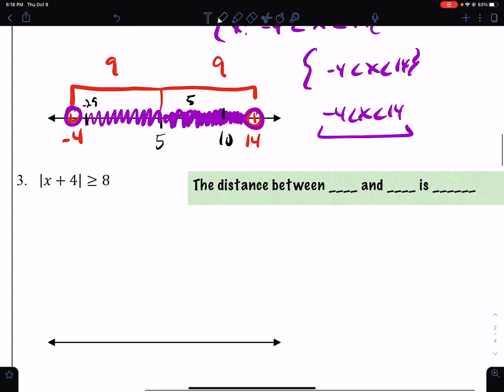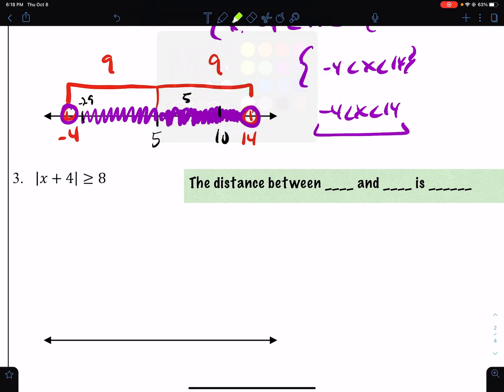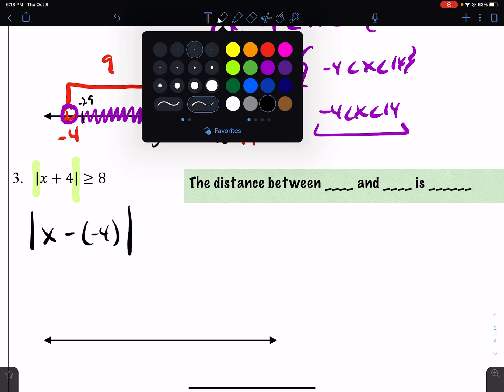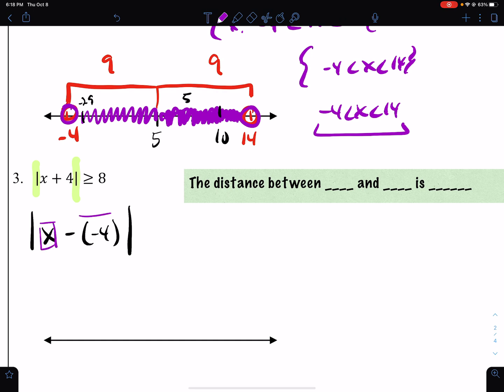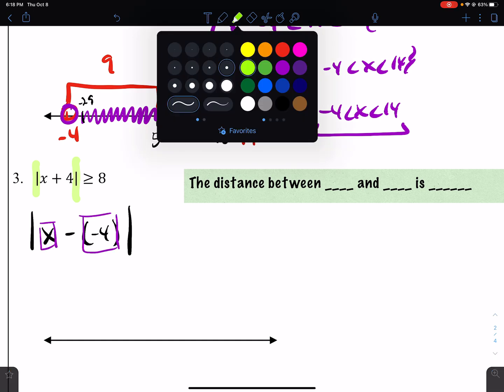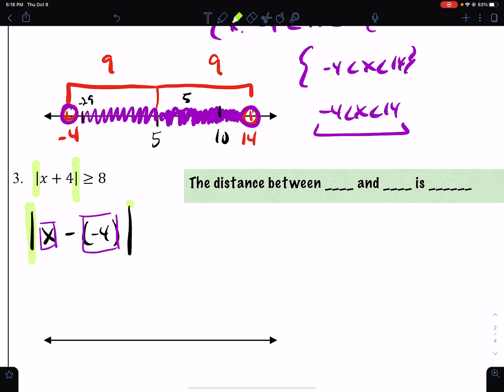Moving on to the next one, the absolute value of x plus 4 has to be greater than or equal to 8. So I do note that we have the absolute value, but we don't have a minus sign. So this distance in between thing doesn't apply yet. So I need to rewrite a positive as subtracting a negative. Notice how I use parentheses here. That really helps me keep track of the two things that I'm comparing, the two things outside of the minus sign. So my absolute value and my minus give me the distance in between.